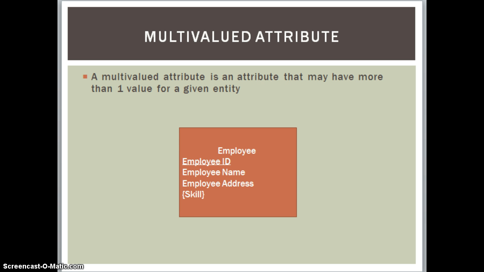A multi-value attribute is an attribute that can take on more than one value for a given entity. Here we can see that the attribute skill under the entity employee can be a multi-value attribute. Employees can have more than one skill in the company. A multi-value attribute can be identified by its set of curly brackets.